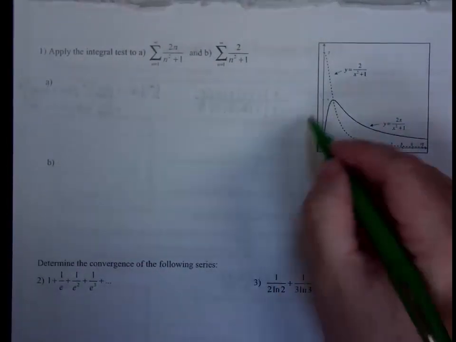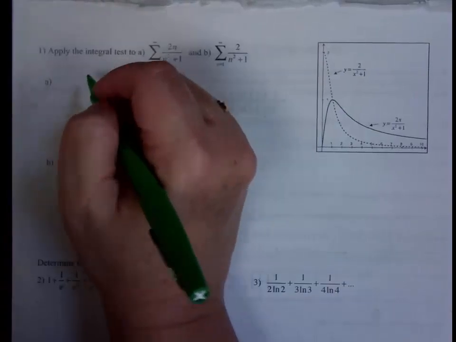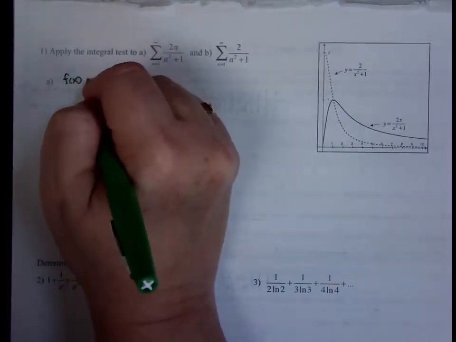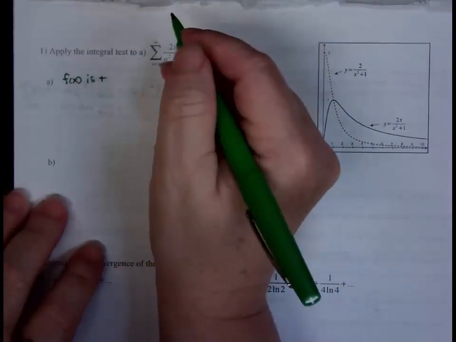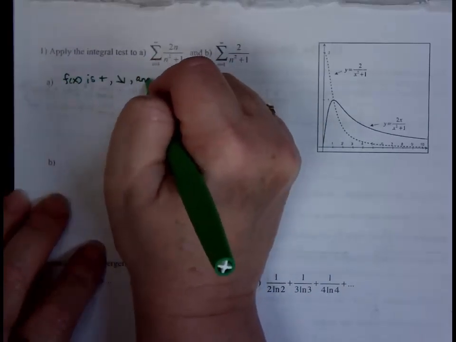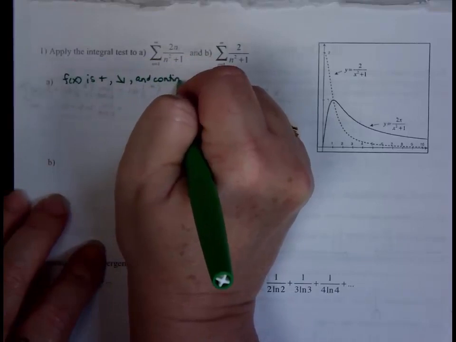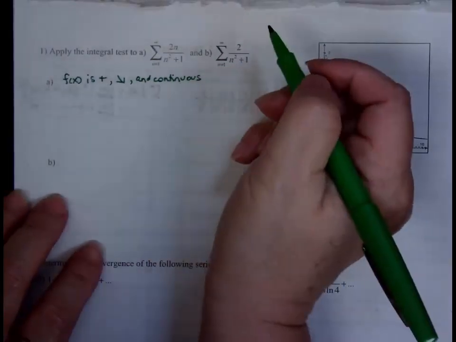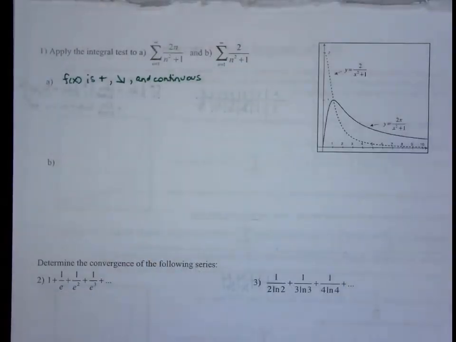And it is continuous. So what we write is f of x is positive. You can use shorthand. Positive, decreasing, and continuous. That has to be in play before you can even do the integral. So you must write that down every time.